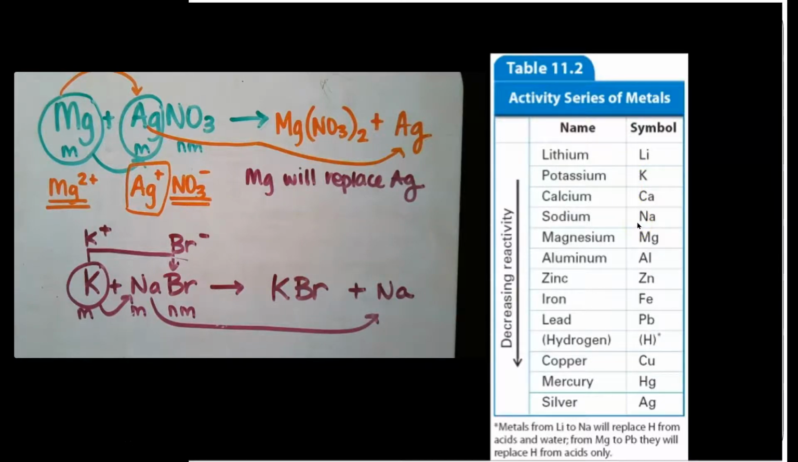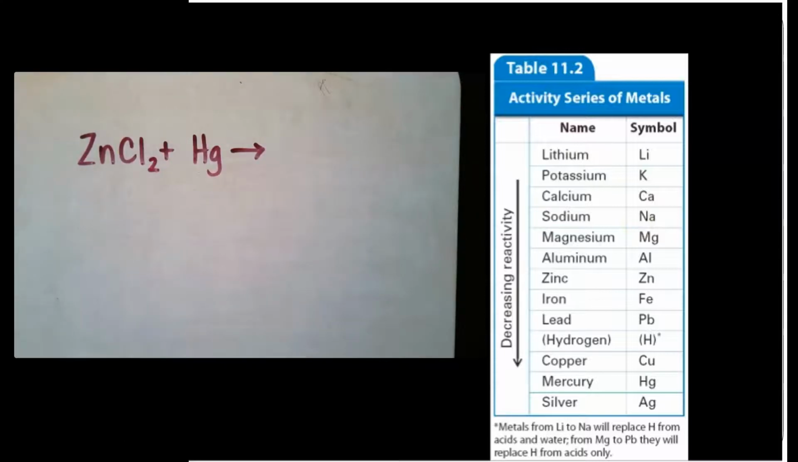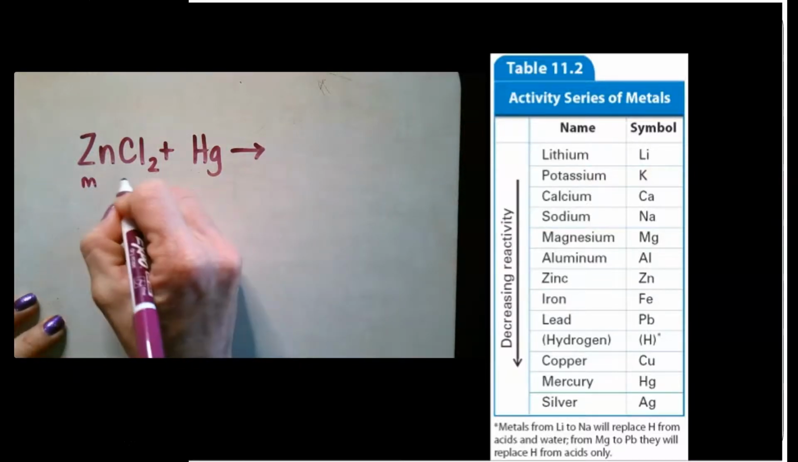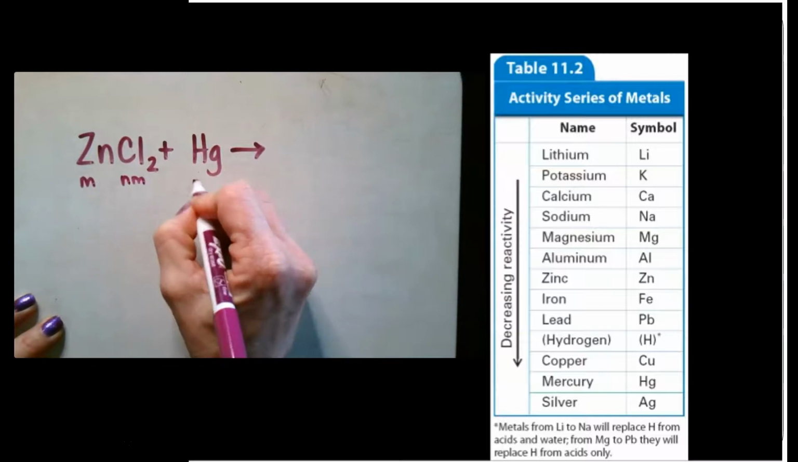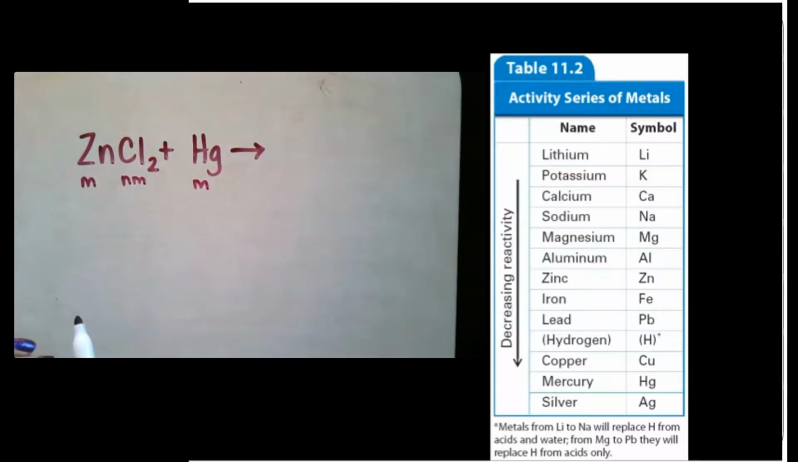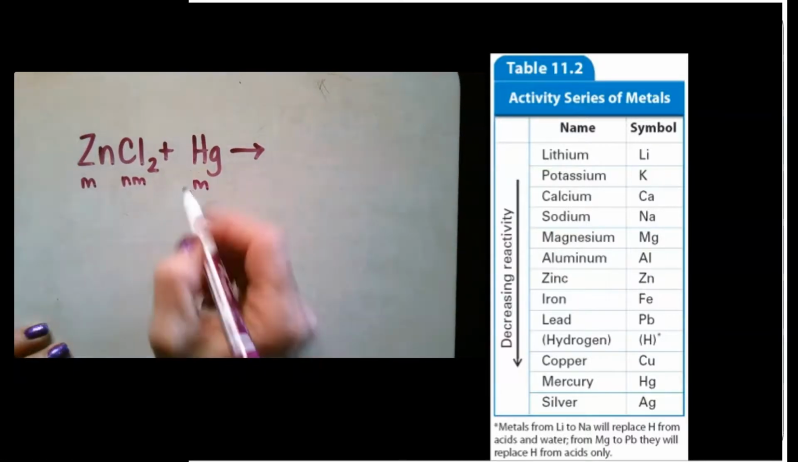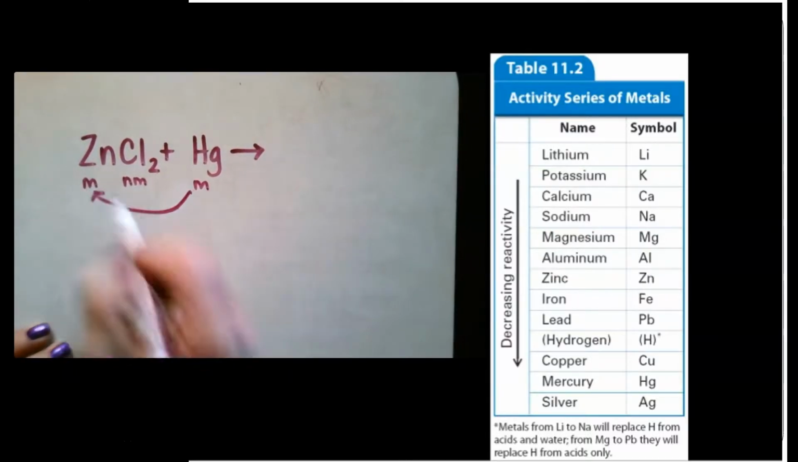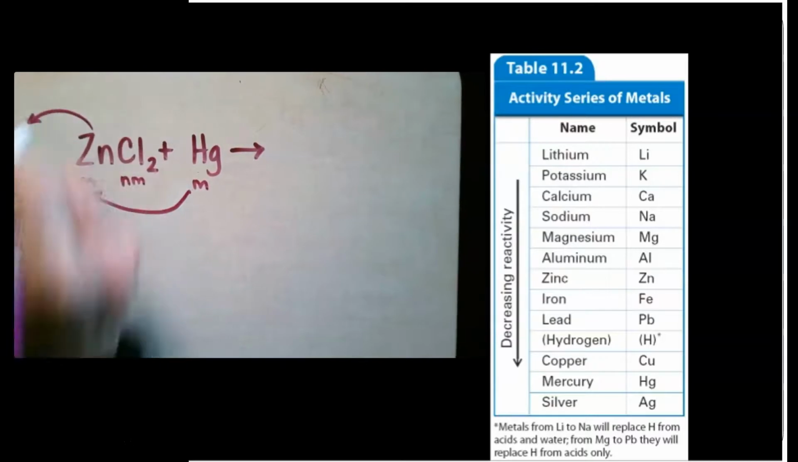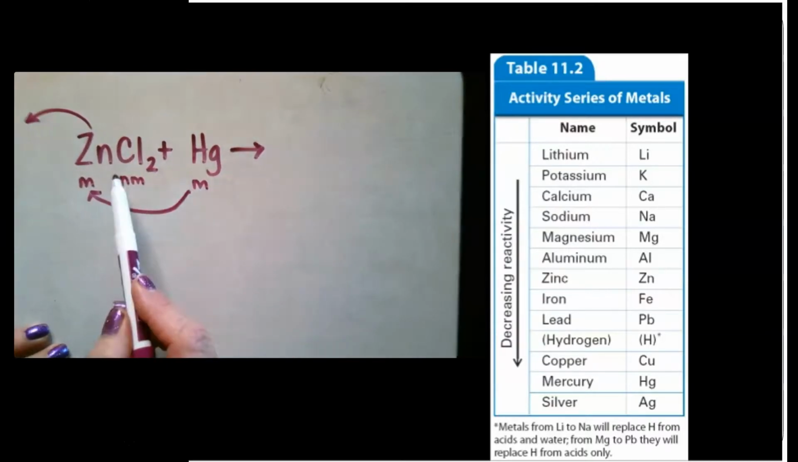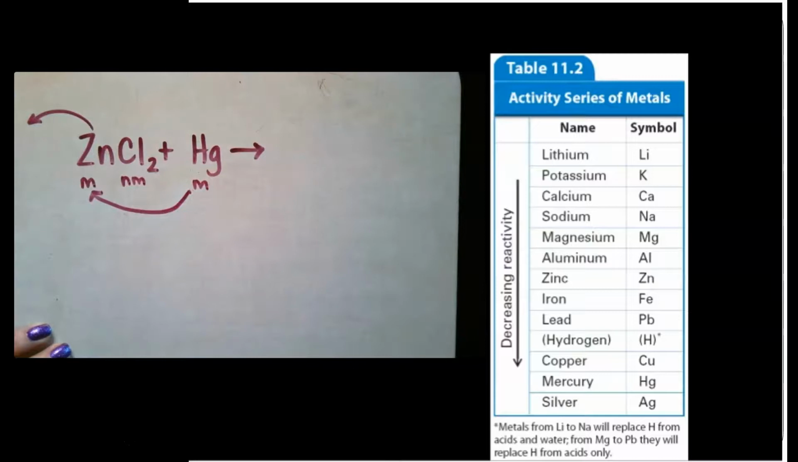Yes, it definitely can. If I had a reaction like ZnCl2 plus Hg, I would go look up and find out that zinc is a metal, chlorine's a nonmetal, and mercury's a metal. So the concept here is that mercury is going to replace and kick out zinc, because the one that's single is always kicking out the one in the couple.